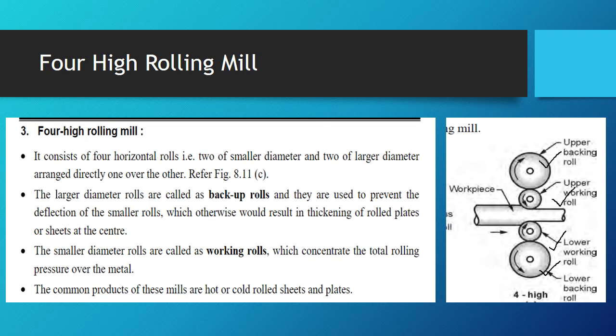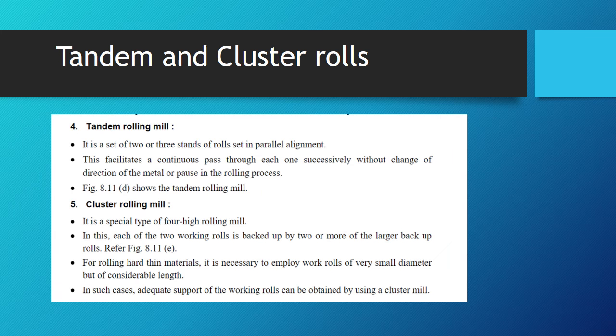Why are they required? For example, let's say you are processing thin sheets, but they are very hard, so you require more force. If they are thin sheets, then you cannot process them using a larger diameter roller, so you require a lower diameter roller. But this lower diameter roller cannot provide high pressure, so in order to provide high pressure you require additional backing rollers on top of it. Hence you use a four high rolling mill. For the details about this, pause this video and note it down for your notes.